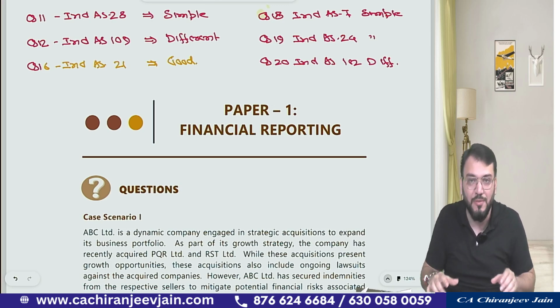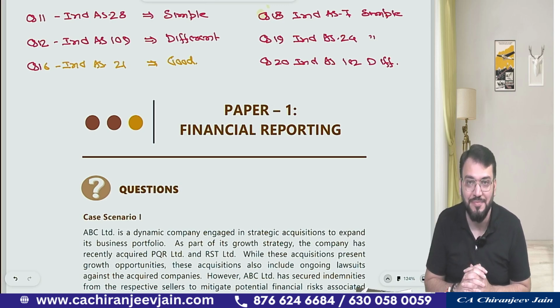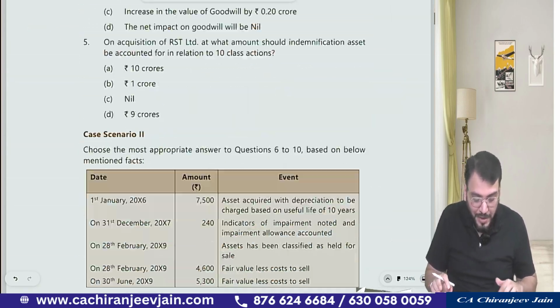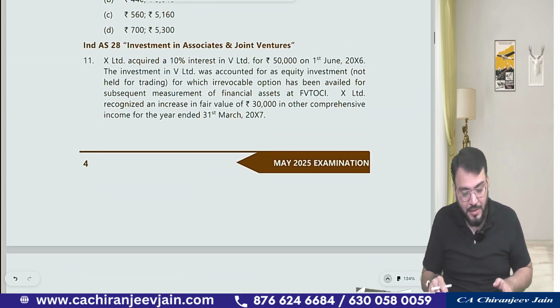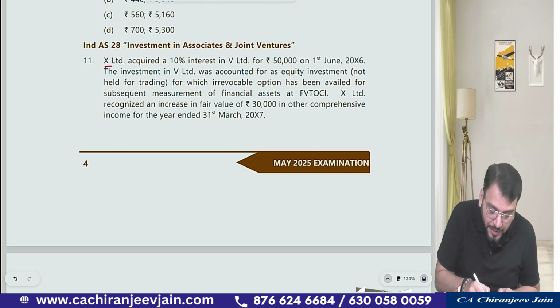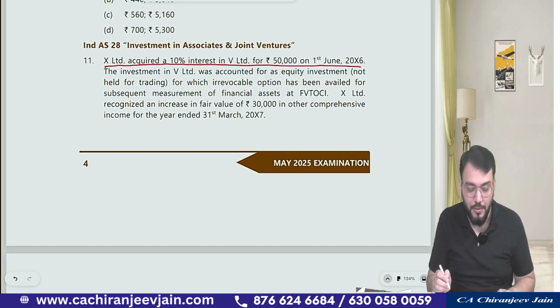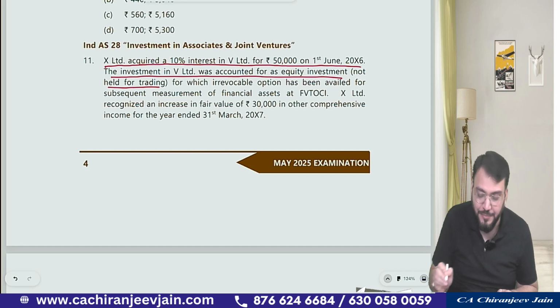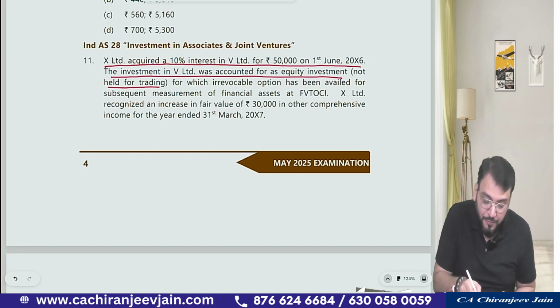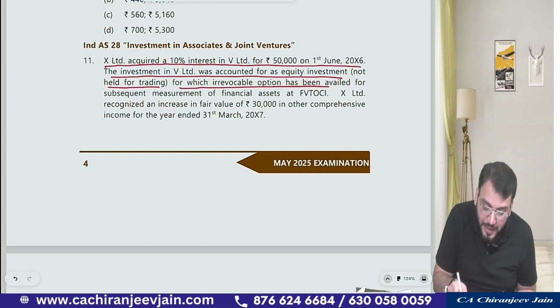We'll start the discussion with the first question, question 11, IND AS 28. Okay, are you all ready? Let us read. X Limited acquired 10% interest in V Limited for rupees 50,000 on 1st June 2006. The investment in V Limited was accounted for as an equity investment not held for the purpose of trading, for which an irrevocable option has been availed for subsequent measurement of the financial asset at FVTOCI.